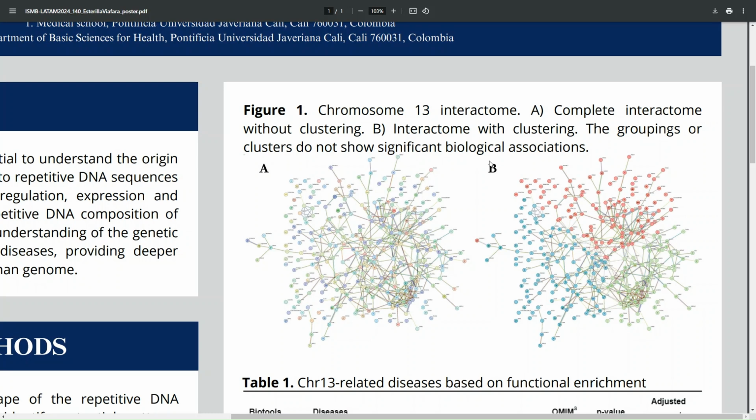In this case, we identified three clusters, one in blue, the other in red, and the last one in green. These clusters are based on physical proximity and gene-to-gene interactions, which tend to form networks that could contribute to certain biological processes. Despite this clustering, our analysis revealed few connections to major cellular pathways, suggesting that chromosome 13 genes may play a more limited role in primary cellular functions.